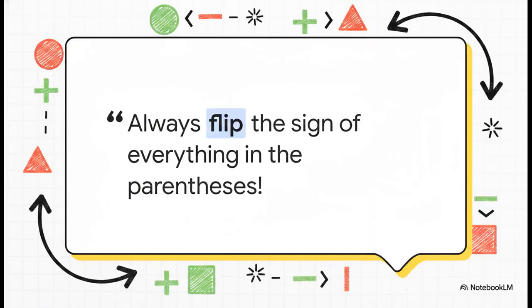So here is the golden takeaway for this part. When you're subtracting, always flip the sign of everything in that second set of parentheses. Every positive term turns negative, and every negative term instantly flips to positive. The best part? Once you do that quick flip, it just becomes a regular, easy addition problem.